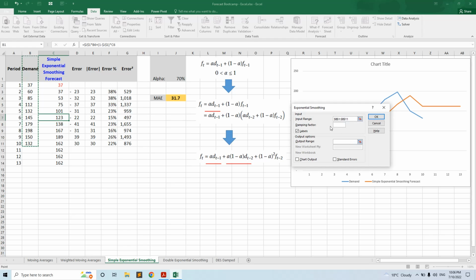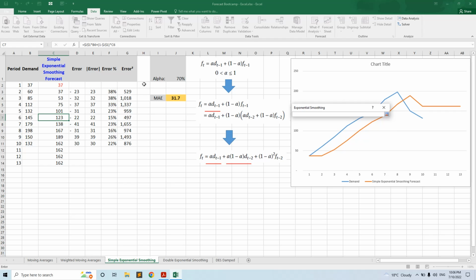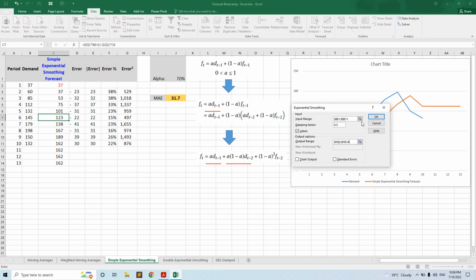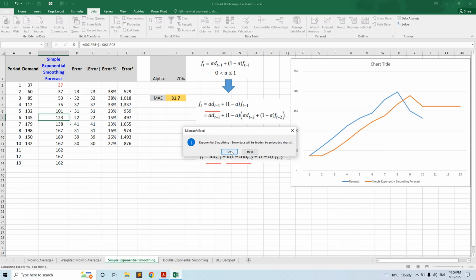Okay. The damping factor here is the 1 minus alpha, so we will put 0.3 in order to have an alpha of 70%. Okay, and the output range will be here. Okay, we check a chart output and press OK.